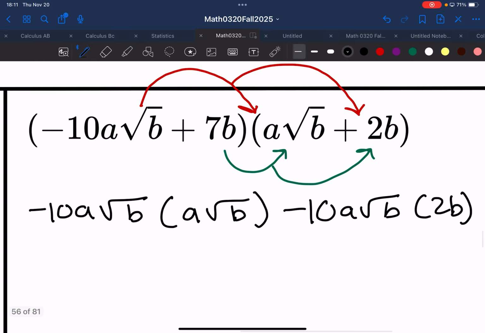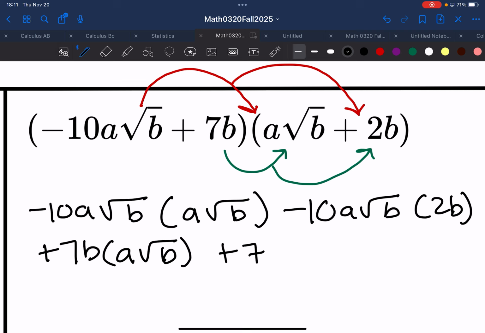I took that negative 10a square roots of b and I gave it to both terms in the second parenthesis. Okay. Now I'm going to do the green arrows, which I'm multiplying 7b. So this is plus 7b times a square roots of b, and then plus 7b times 2b.